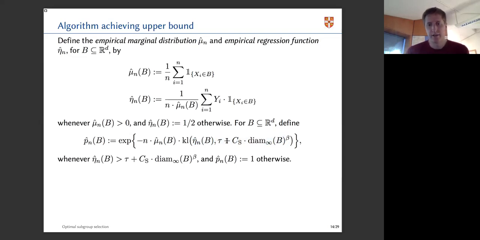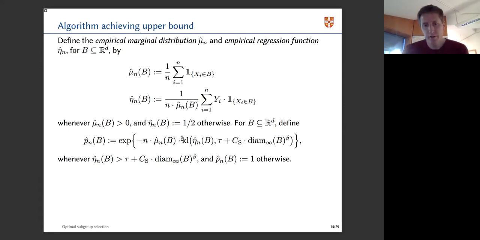Okay, so the idea is that if I'm under the null hypothesis, so the infimum of my true regression function is smaller than tau on the set B, then the biggest it can be anywhere on B is this level, and that's by the Hölder condition on the regression function. So the only way I have any evidence against the null hypothesis is if this empirical regression function is above that level. So notice that this p-value is only defined in this way when eta hat n of B exceeds this level, and otherwise we just define it to be 1. In other words, we've got no evidence against the null hypothesis.